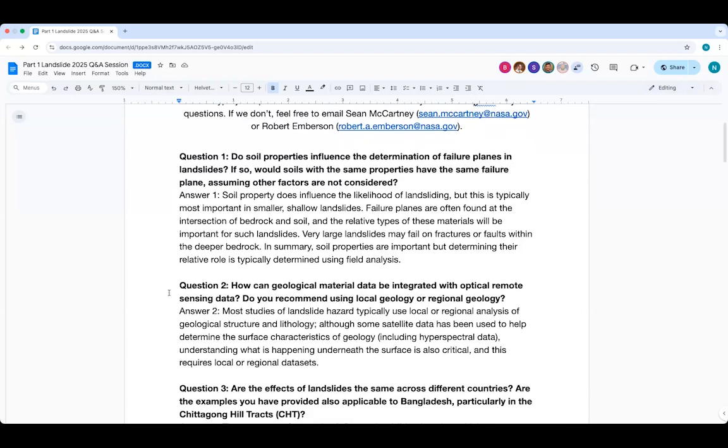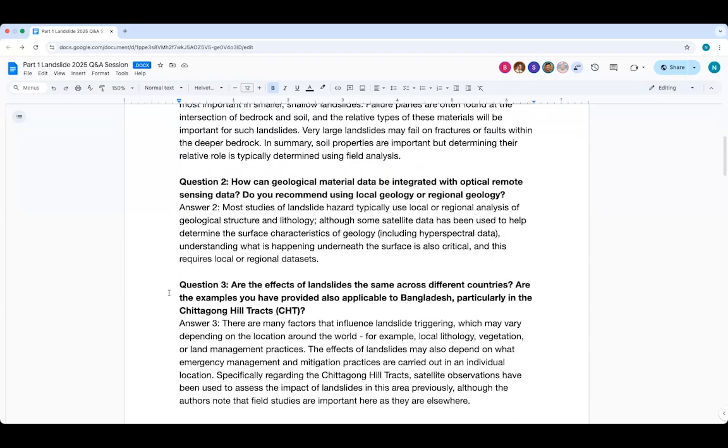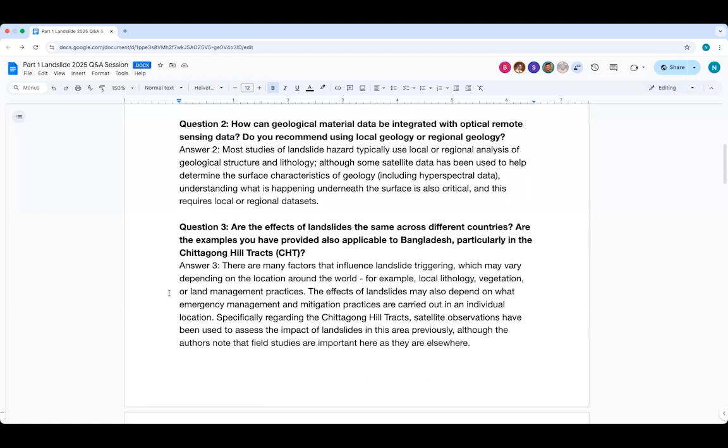Okay, wonderful. Question number 2, how can geological material data be integrated with optical remote sensing data? Do you recommend using local geology or regional geology? This is a great question, and one that we'll talk a bit more about in part 3 of this training. But to say for now, I think it's very much important to consider the type of rock and the lithology and morphology of the rock types.